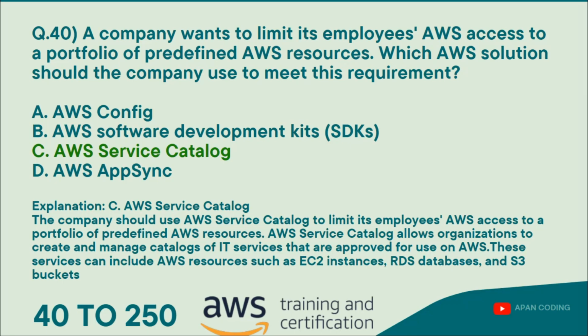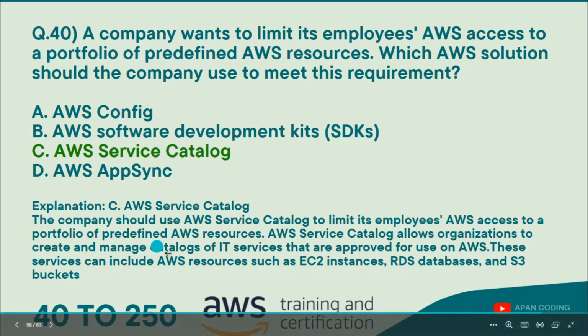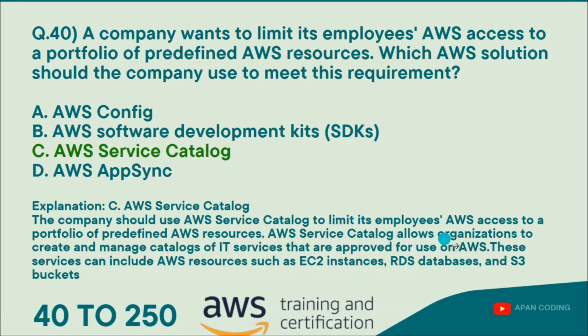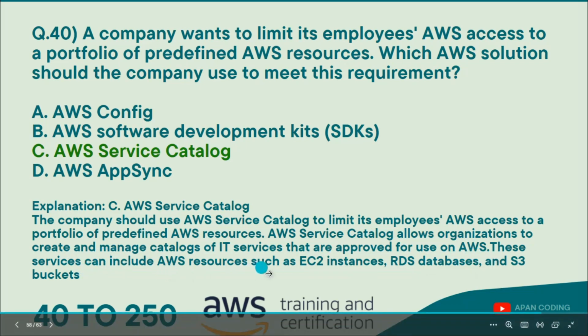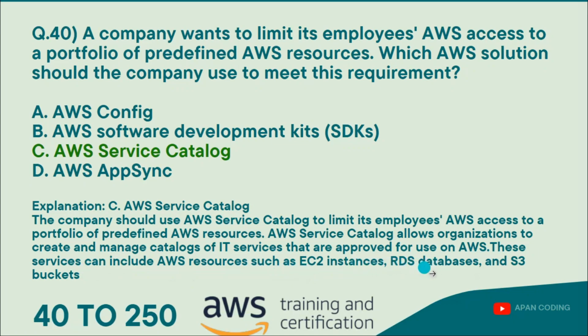A company wants to limit its employees' AWS access to a portfolio of predefined AWS resources. Which AWS solution should the company use to meet these requirements? Service Catalog. Service Catalog, how can it be? Because explanation is here. The company should use AWS Service Catalog to limit its employees' AWS access to a portfolio of predefined AWS resources. AWS Service Catalog allows the organization to create and manage catalogs of IT services that are approved for use on AWS. This can include AWS resources such as EC2 instances, RDS relational database service, and S3 buckets.